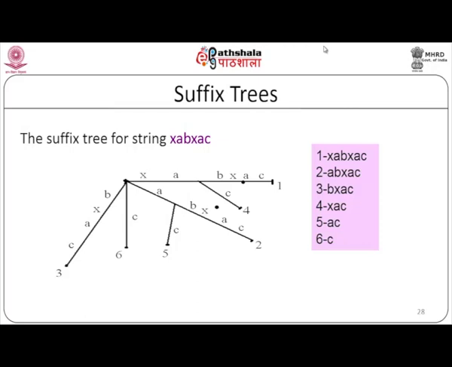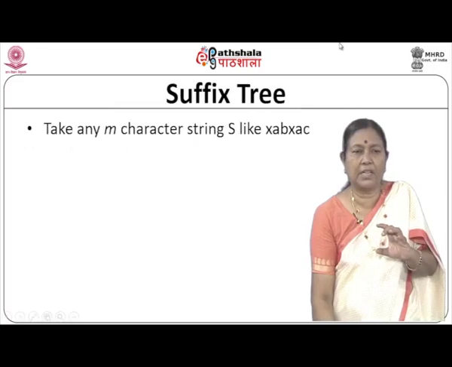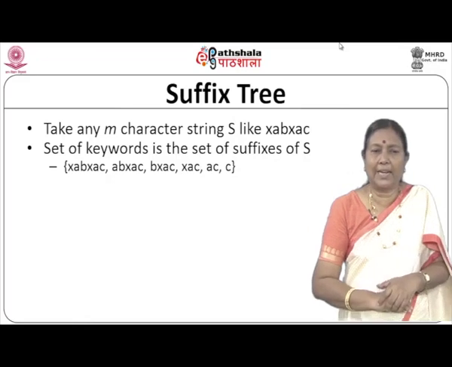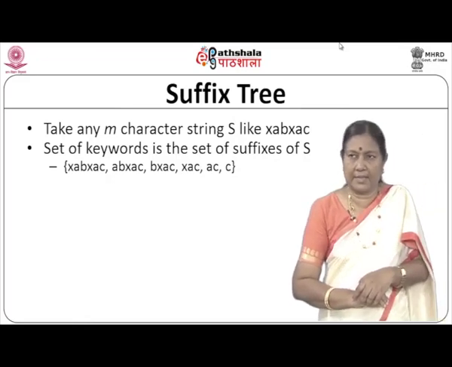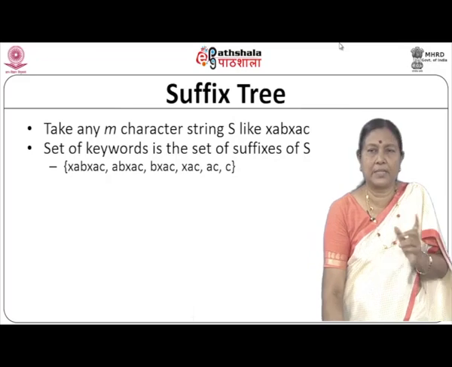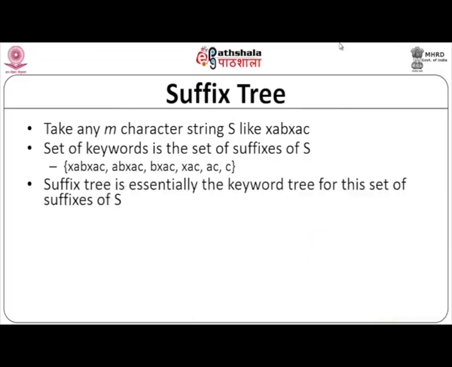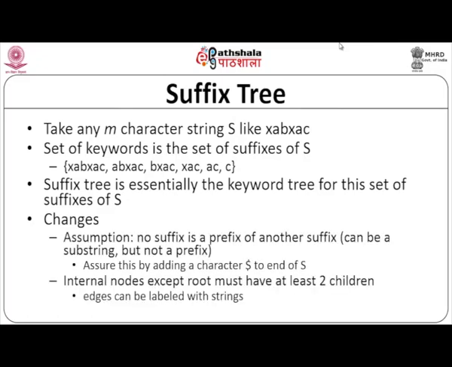So what you have done is you have taken a string and divided it into substrings, and then you are trying to join substrings that are common. So you take any m character string S like XABXAC, that is what we had, and the set of keywords is the set of suffixes of S. If it is so, then the suffix tree is essentially the keyword tree for this set of suffixes. So what are the changes? No suffix is a prefix of another suffix; it can be a substring but not a prefix. Ensure this by adding a character dollar to the end of S. An internal node except the root must have at least 2 children, and edges can be labeled with strings.